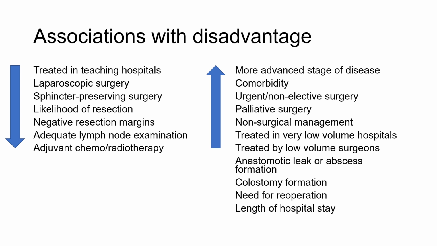They're also more likely to present with advanced stage of disease, with greater comorbidity, greater levels of urgency, or undergo high proportions of palliative surgery. They're also more likely to undergo non-surgical management, be treated in a low-volume hospital or by a low-volume surgeon, more likely to have an anastomotic leak or abscess formation, more likely to need a colostomy, more likely to need a reoperation, and have a greater length of hospital stay.